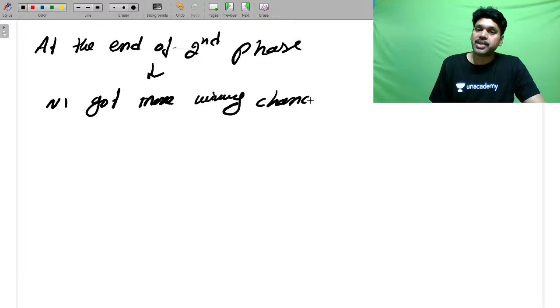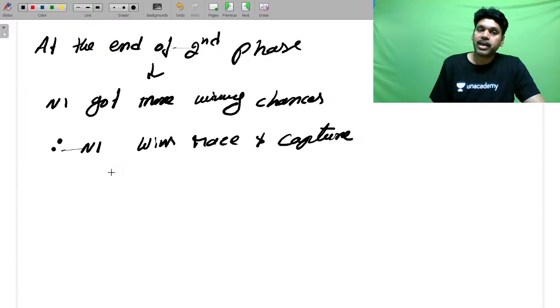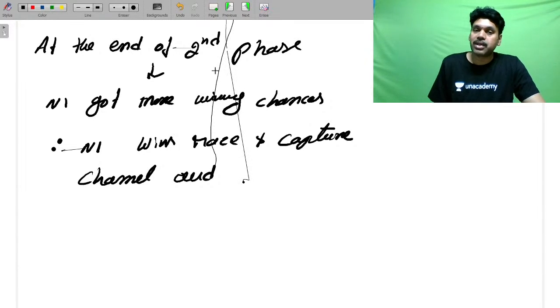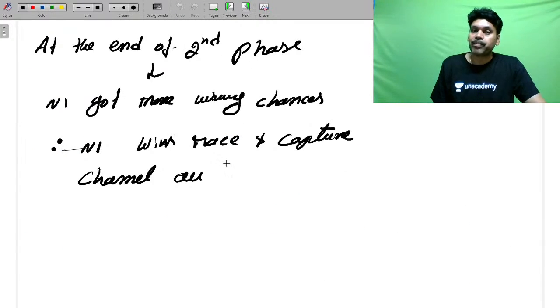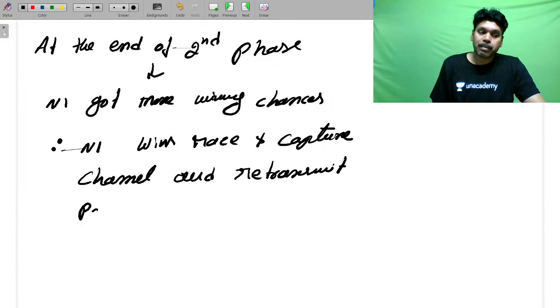N1 got more winning chances. Therefore, N1 wins the race. Winning the race is nothing but capturing the channel once again. And whatever data you lost because of collision, please understand, which data are you losing? The P2 data you lost because of collision, I will send back once again, capture the channel and retransmit packet 2 once again.